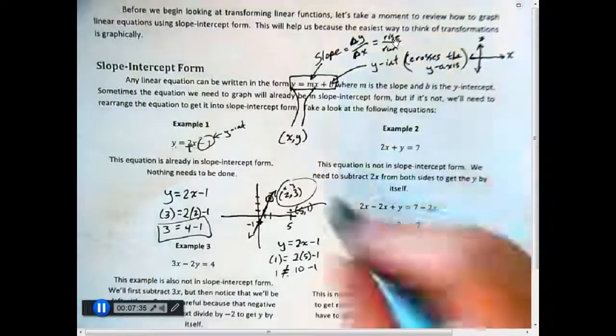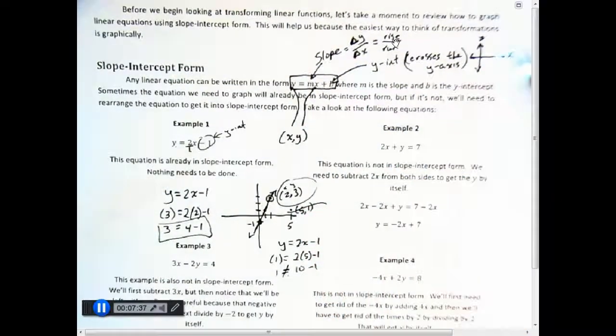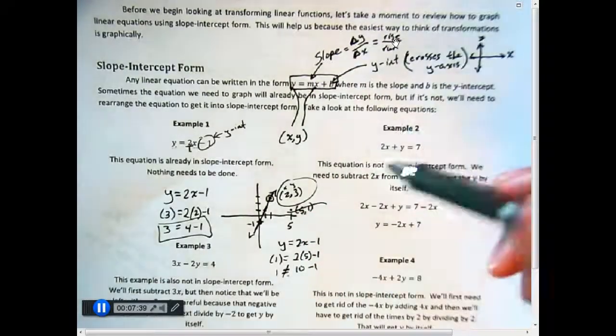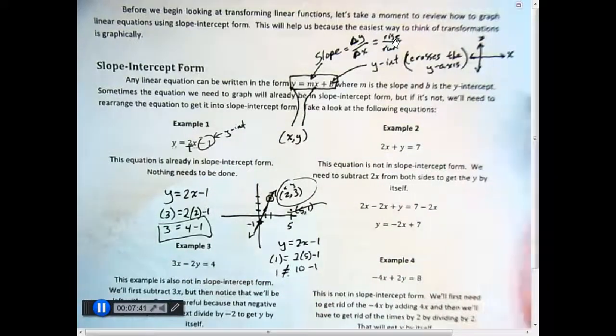So when someone says, hey, what does x, y mean here? You can't just say letters. They're letters. They're variables. No, those are coordinates that lie on that line.